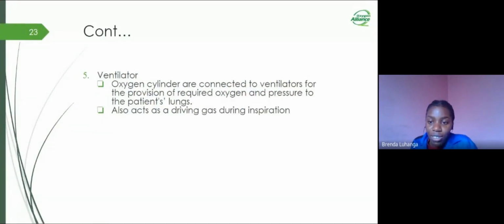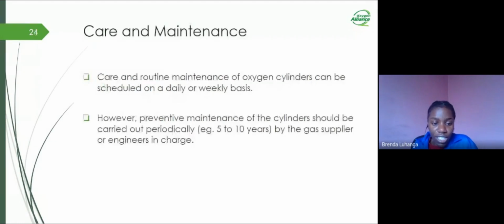Oxygen cylinders are also incorporated in ventilators to provide the required oxygen and pressure to the patient's lungs. The oxygen cylinders also act as a source of driving gas during inspiration. In this case, the oxygen cylinder provides a pressurized gas which is routed to the space between the inside wall of the plastic chamber and the bellows, increasing the pressure in the chamber, especially for those anesthesia machine ventilators that are not electrically driven.